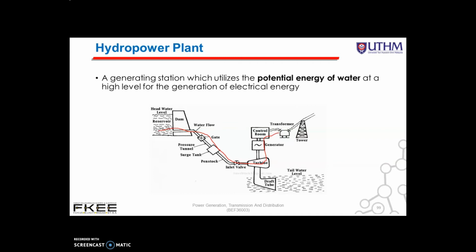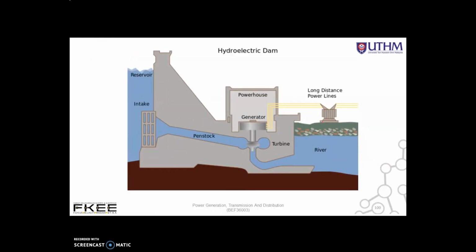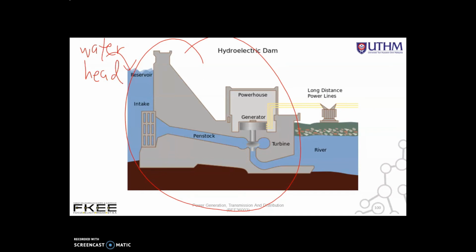It is a generating station which utilizes the potential energy of water at a high level for the generation of electric energy. This is one of the important pieces of equipment for a hydropower plant, which is the hydroelectric dam. These plants are generally located in hilly areas where dams can be built conveniently and large water reservoirs can be obtained. So this is the hydroelectric dam. Water head is created, so here we have the water head. Water head is created by constructing a dam across a river or a lake.